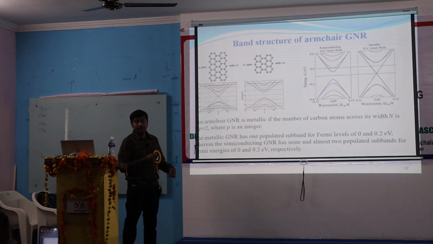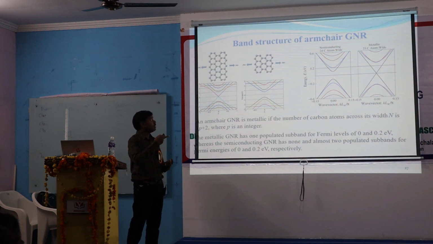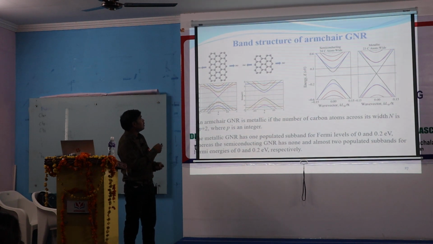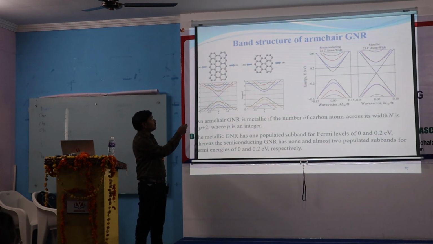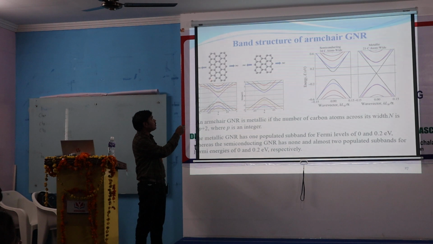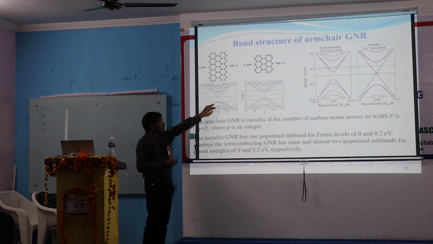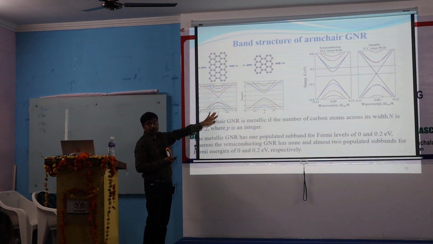So we already defined a statement that armchair GNR acts as semi-metallic, depending on the number of atoms across the structure. For example, this is one armchair GNR, and this is another armchair GNR. For this one, the number of atoms is 1, 2, 3, 4, 5, 6, 7, 8, 9, 10, 11. 11 atoms you are seeing here. For this sheet, the E-k diagram looks like this. You can clearly see that the conduction band and valence band are touching each other. So it is a metal.